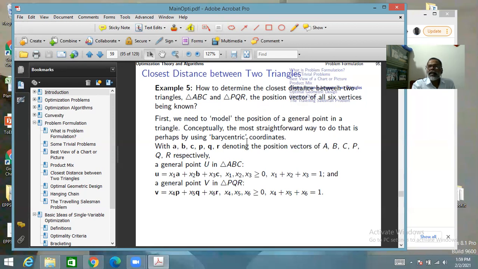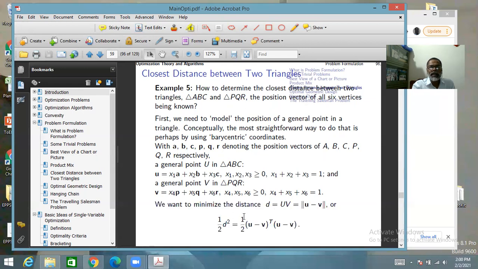In that, if you model the triangles, then a general point in the triangle ABC will be like this, a convex combination of the three position vectors. So each of them is non-negative, the sum is 1. Similarly, a general point in triangle PQR is V, which is the convex combination of the position vectors of P, Q, and R. So like this you put, and then you want to see the distance and its magnitude.